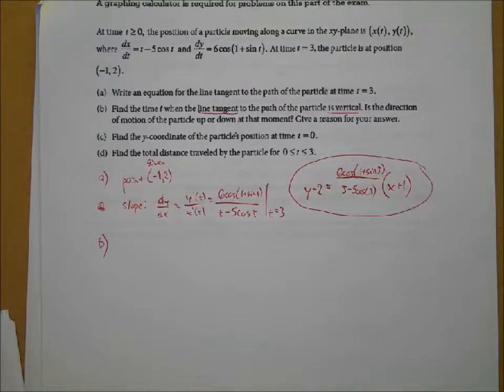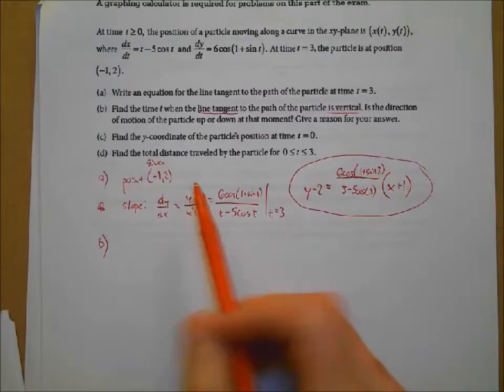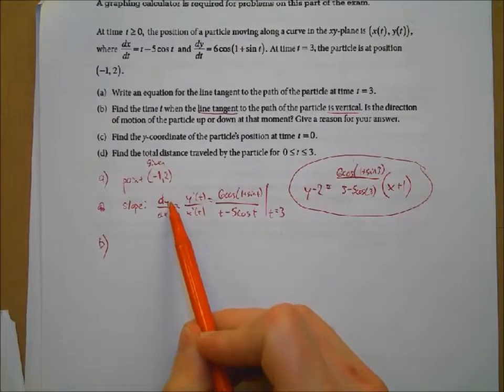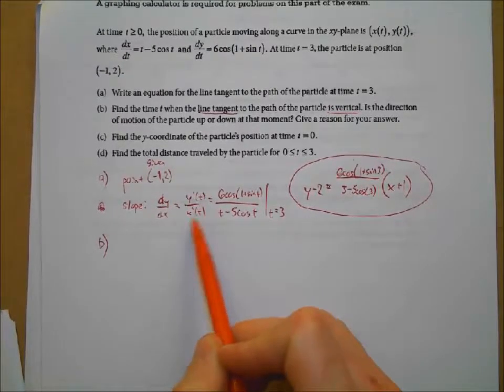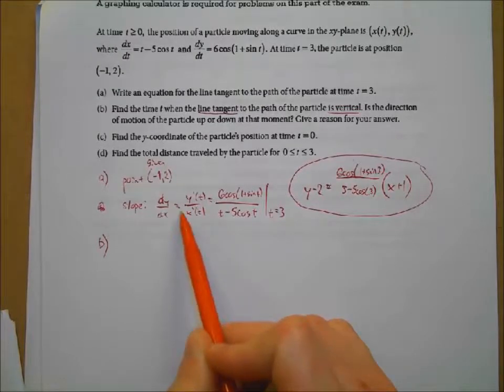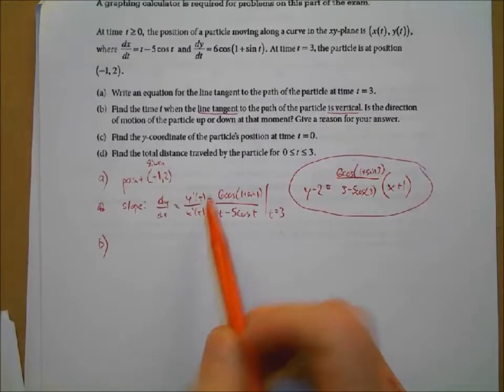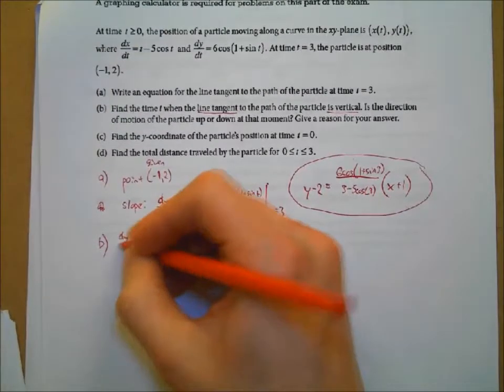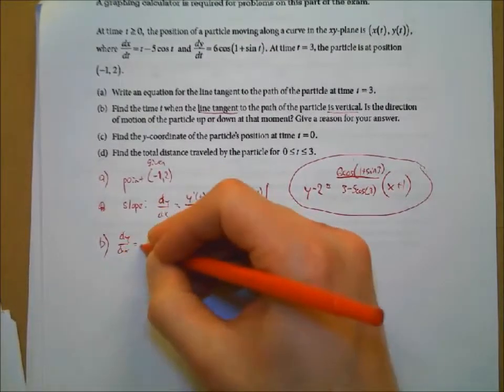Okay, the bottom to be 0, right? So we're talking about dy/dx here. We want that to be undefined. dy/dx will be undefined when its denominator is equal to 0. So we want x prime of t to equal 0. Okay, let me write that out here. dy over dx equals undefined, right? That's what we're looking for here.